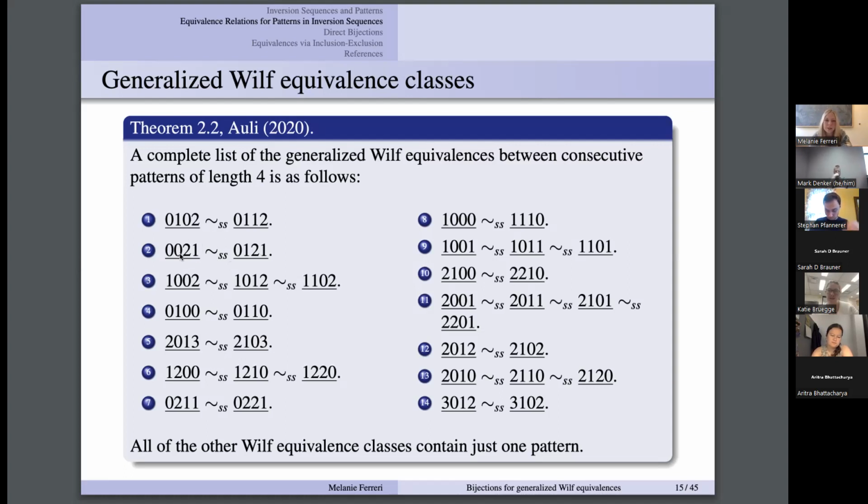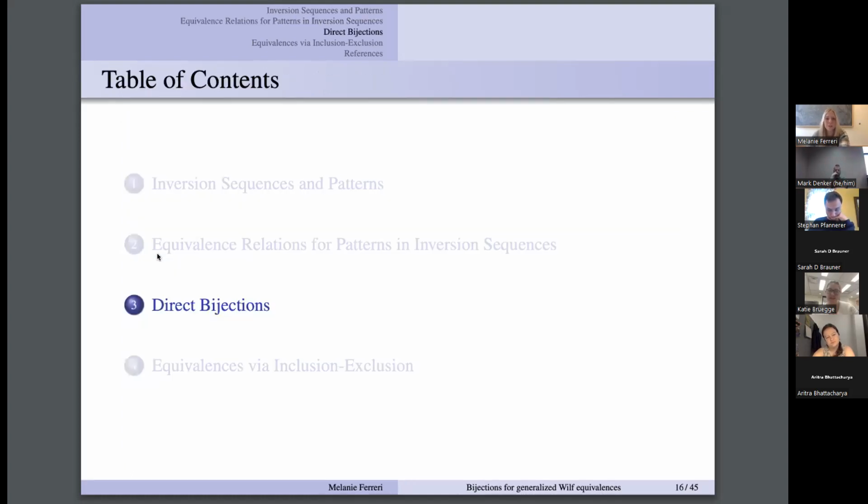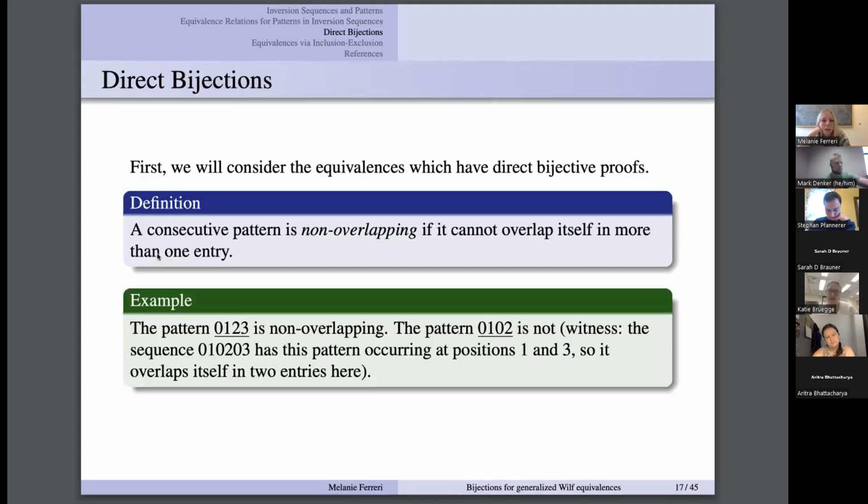So what you would have to do is switch over the ones that look like this to this and the ones that look like this to this. And as long as they don't coincide with each other and mess each other up, then you can just do this. So we'll talk about how those direct bijections work. So we're going to have to define some more stuff about consecutive patterns.